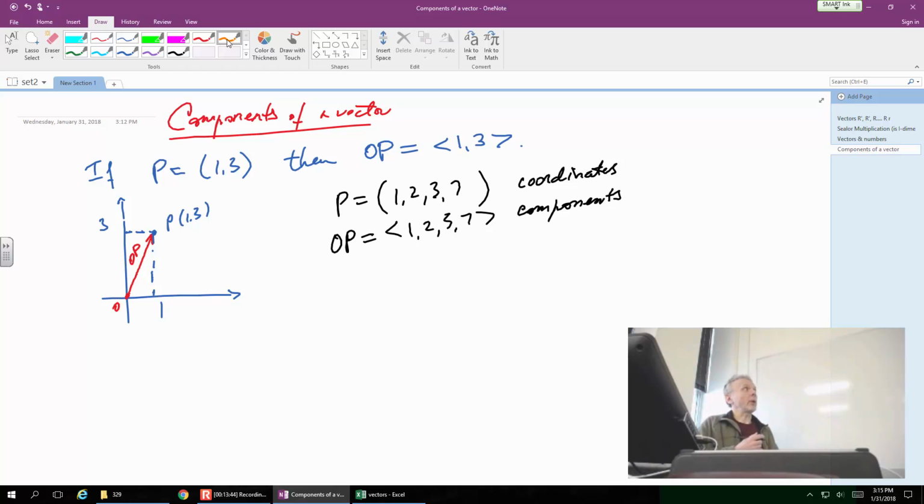Well, think about the word component. We're talking about how they compose: these two numbers, 1 and 3, compose our vector. How do we compose vectors? Well, there's only one way. We add them. So can you somehow add 1 and 3 to produce the vector (1, 3), like on that picture?